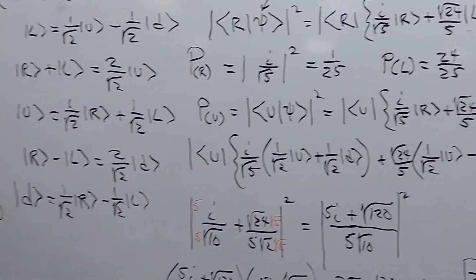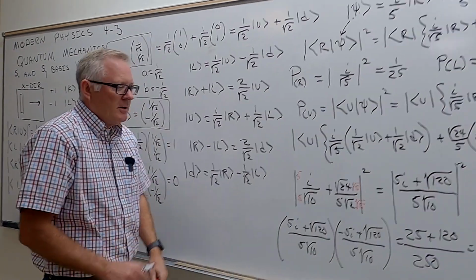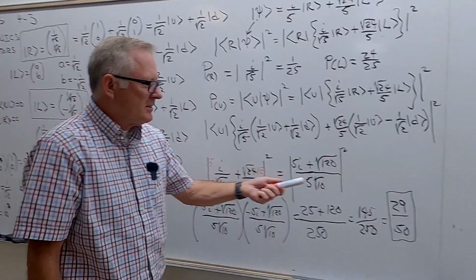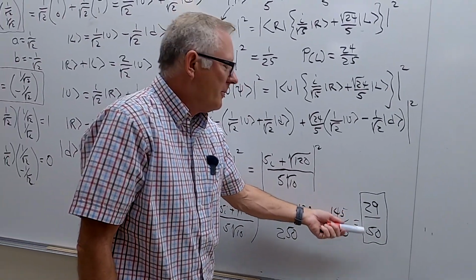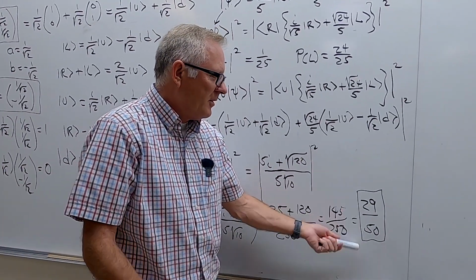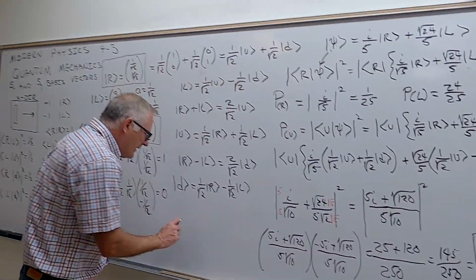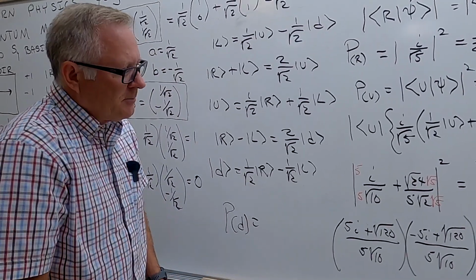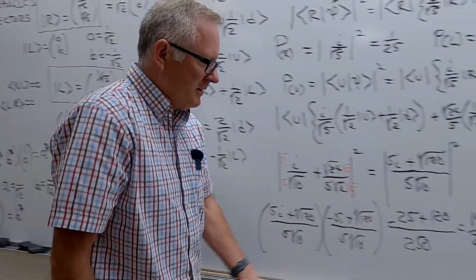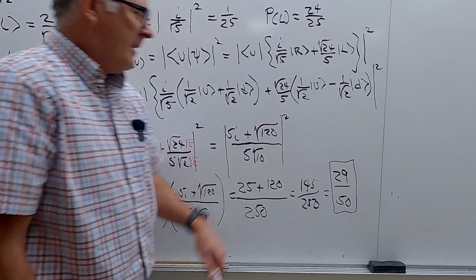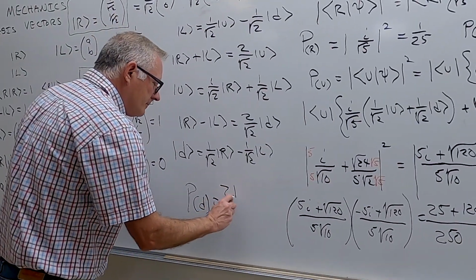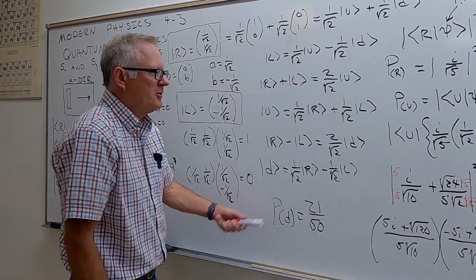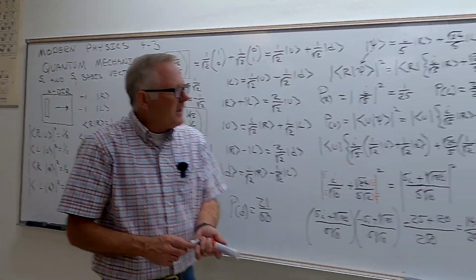Now, if I ask what is the probability of measuring down, I don't have to redo all this, because the probability of measuring up plus the probability of measuring down better be 1, so it better be the rest of it. So the probability of measuring down should be 1 minus that, which is 21/50ths. So there's the probability of measuring down right there.